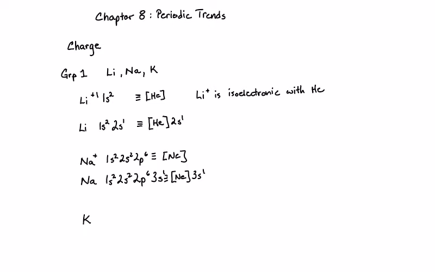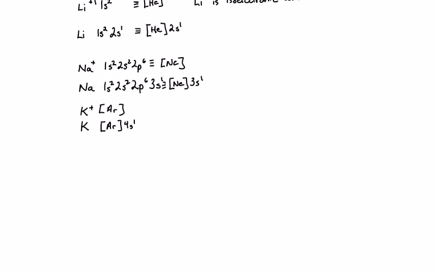And the same thing goes for potassium. Potassium versus potassium plus. Potassium is going to be an argon core, 4s1. And when we take away that one electron, we're left with just an argon core. So this rationalizes why it is that elements in group 1 are all going to want to take on a +1 charge, because each one of them is just one electron away from having an electron configuration that's the same as a nearby noble gas.